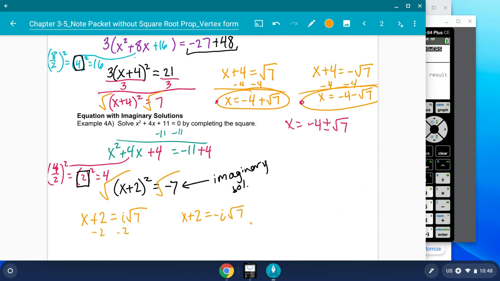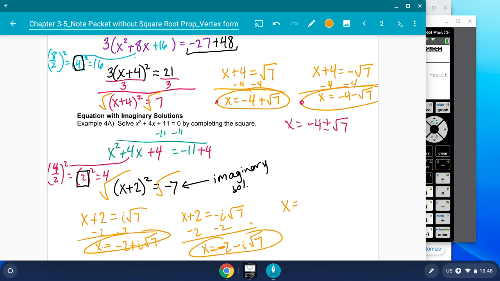Then you're going to minus 2, x equals negative 2 plus I root 7, and then minus 2, x equals negative 2 minus I root 7. Again, I like 2 separate ones to make sure people know there's 2, but some teachers like you to go plus or minus I root 7 as one statement.